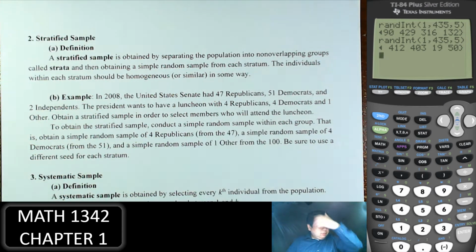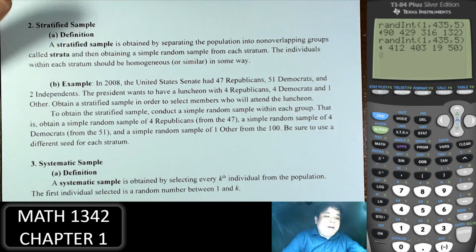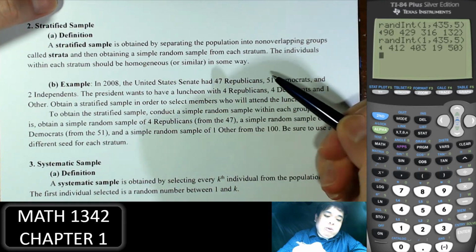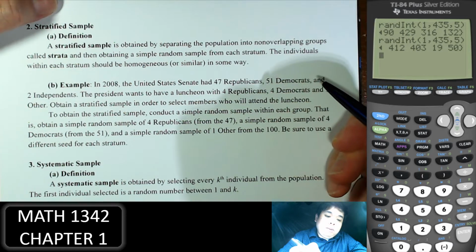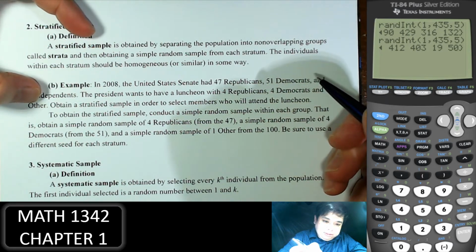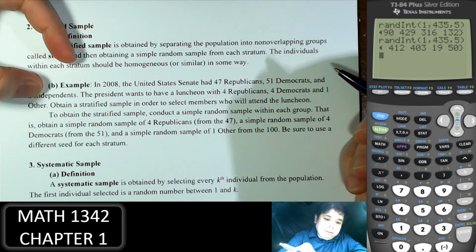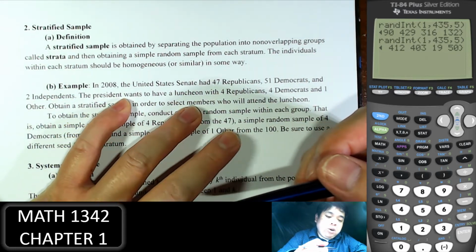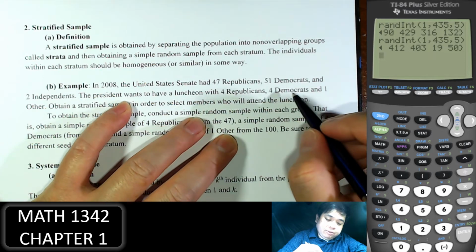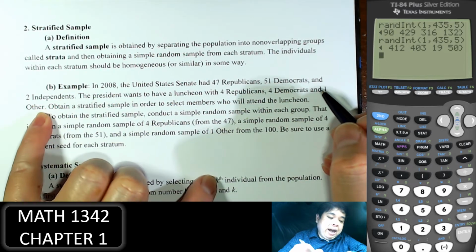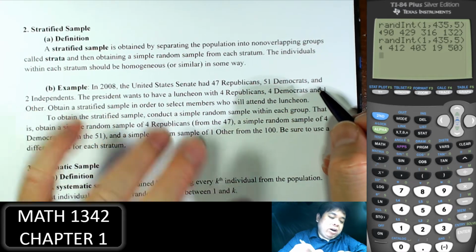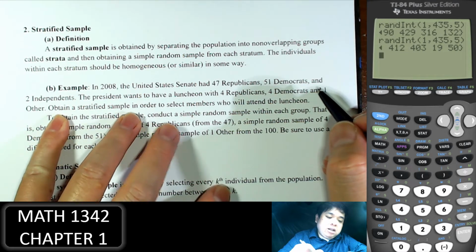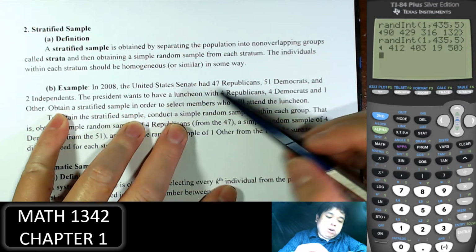Right. Here's an example: in 2008, the United States Senate had 47 Republicans, 51 Democrats, and 2 independents. And the president wanted to have a luncheon with 4 Republicans, 4 Democrats, and 1 other. Obtain a stratified sample in order to select the members.